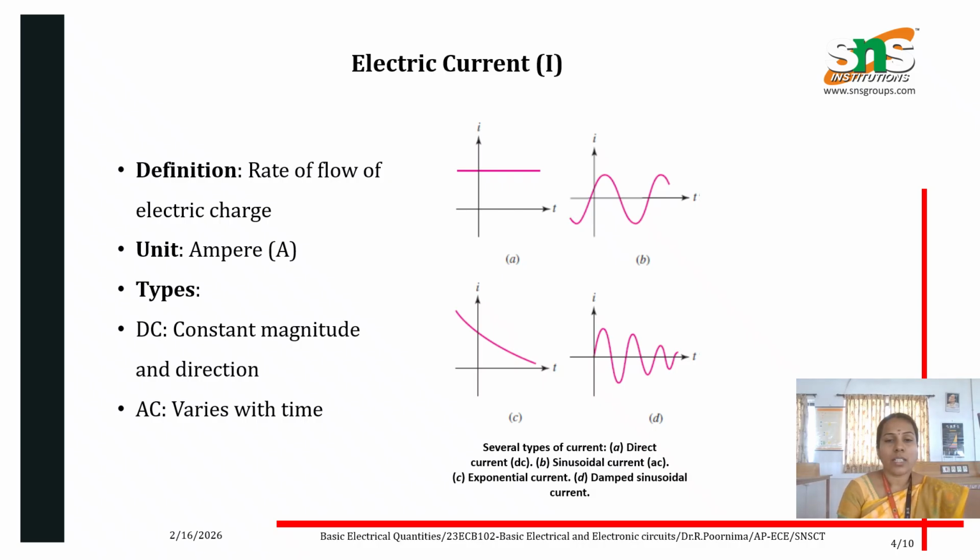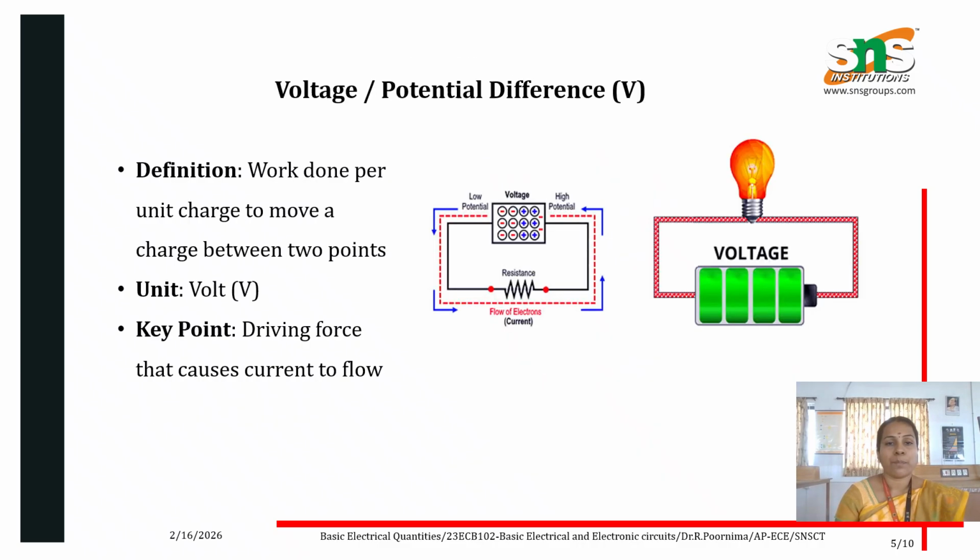So direct current is shown in this diagram in part A. In part B is the sinusoidal current, and C is the exponential current flow, where it is decreasing with respect to time, and damped sinusoidal current where the amplitude varies with respect to time. So these are the oscillations. So these are the various types of current present in the circuit.